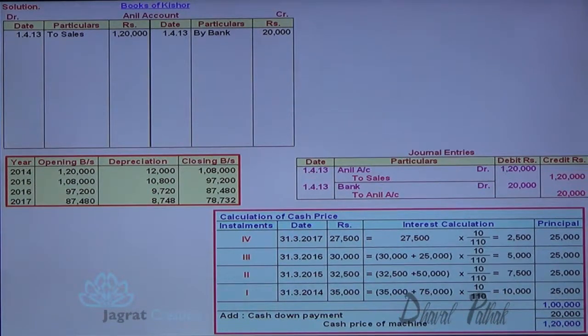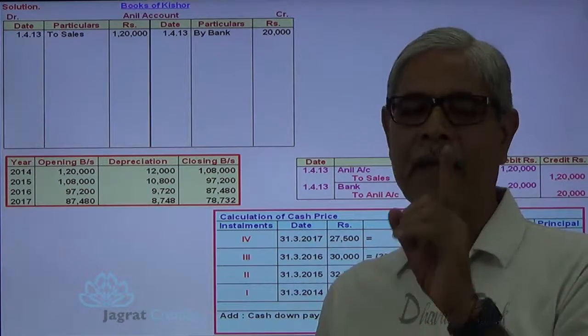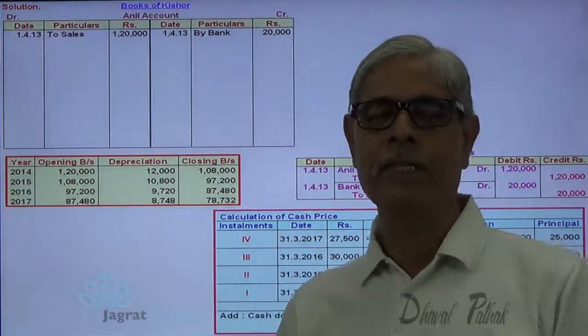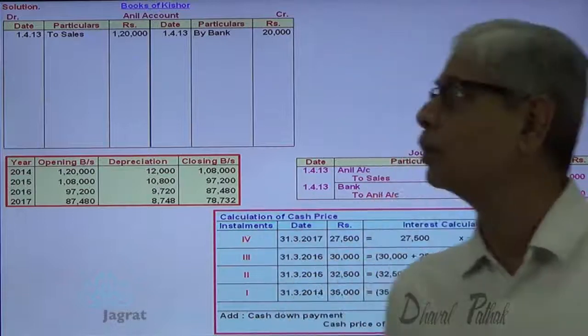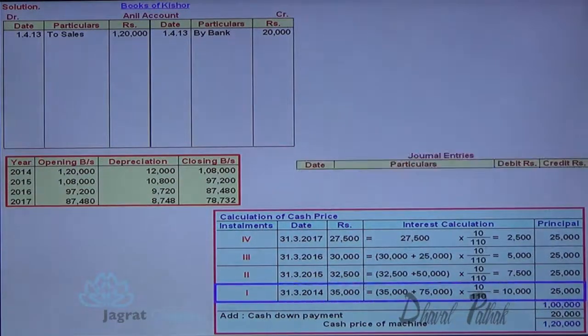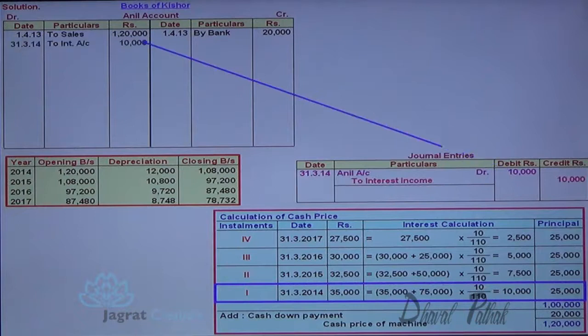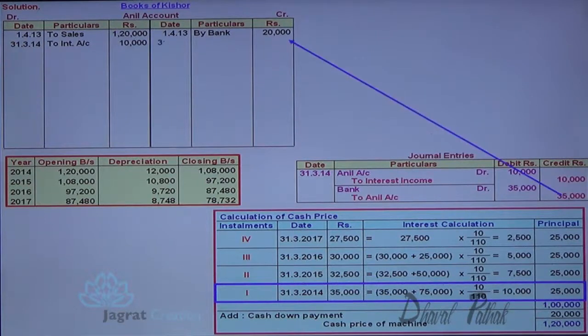Now by the end of the year, interest become receivable 10,000. Interest is my income. Remember, I am a vendor. This is the amount recoverable. So interest is my income. Incomes are always credited. So interest income account is credited. The amount is to be debited to Anil account. So Anil account debit to interest account credit. Installment received 35,000. Bank account debit 35,000 to Anil account credit 35,000.